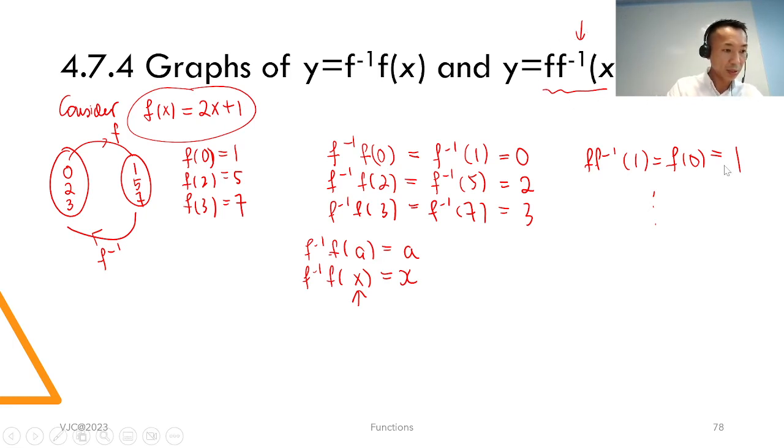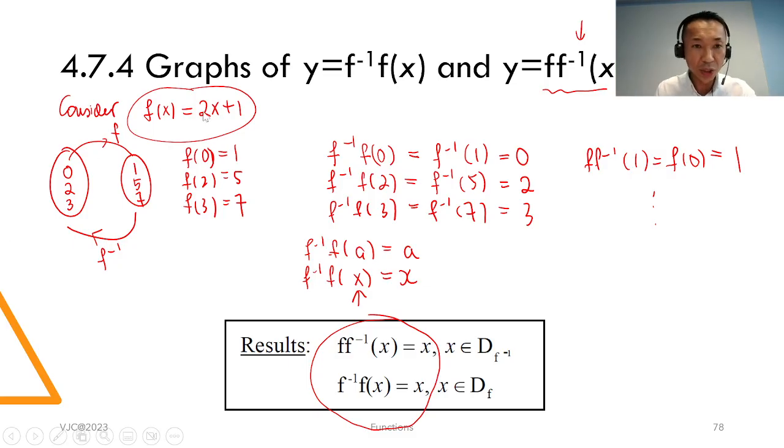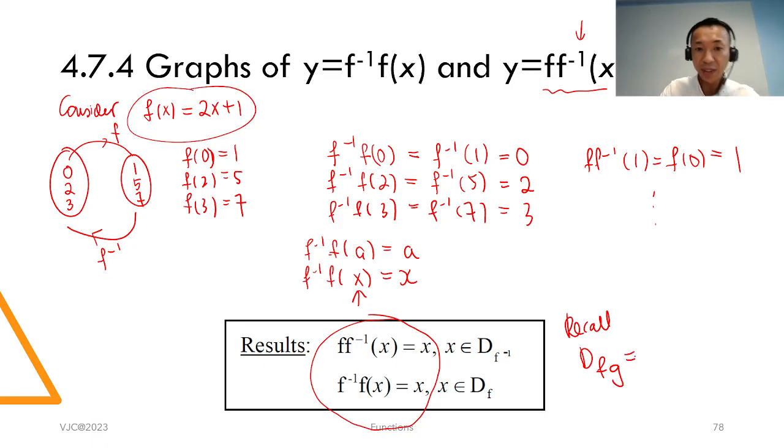So, I want to highlight this result. No matter what. Which means the composite function, regardless whether it's 2x plus 1, 3x plus 1, does it matter? It doesn't matter. I then also want to recall, what is the domain of a composite function fg? Because f inverse here is just a special composite function. It's essentially a composite function.